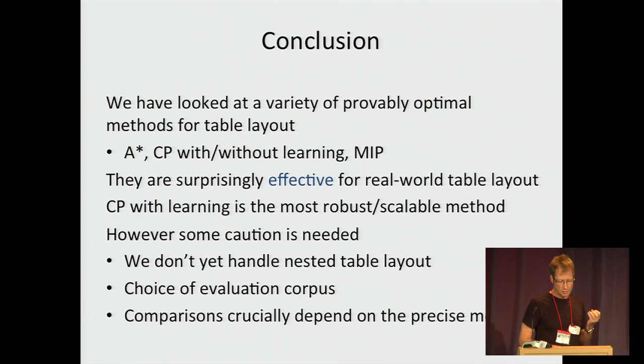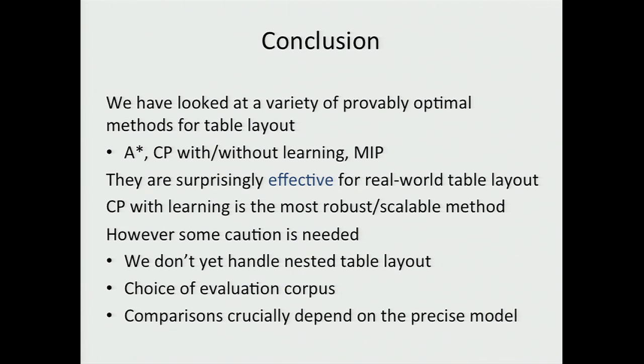The results, of course, depend on the choice of the evaluation corpus. And finally, and this is probably the most important point, the comparisons depend crucially on the model of the problem that you're using with MIP and with CP, and the choice of heuristic that you're using with A*. So an obvious next step, now that we've seen Mihai's new MIP models, is to go back and compare them with these and find out how well they do. Thank you.